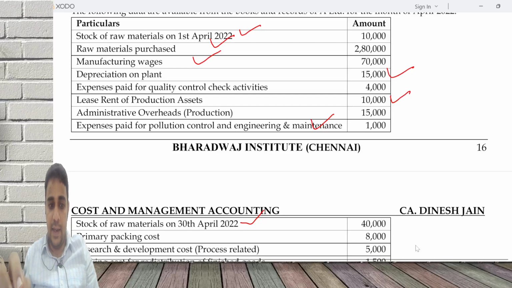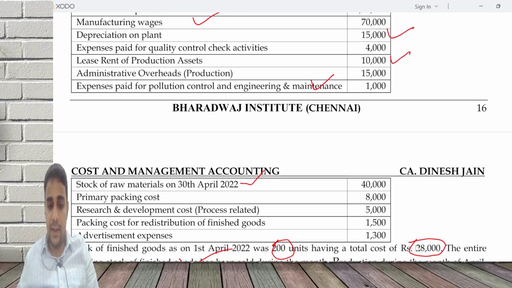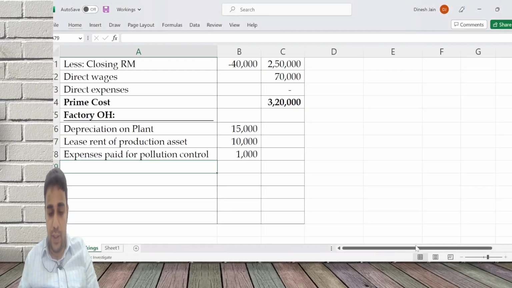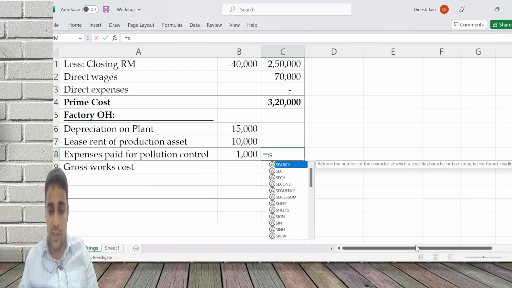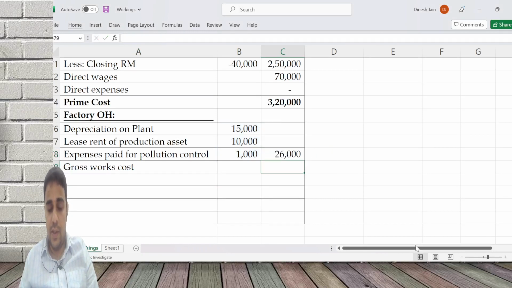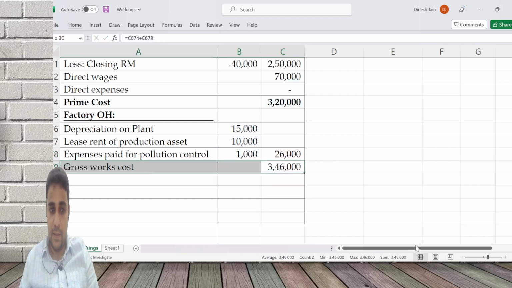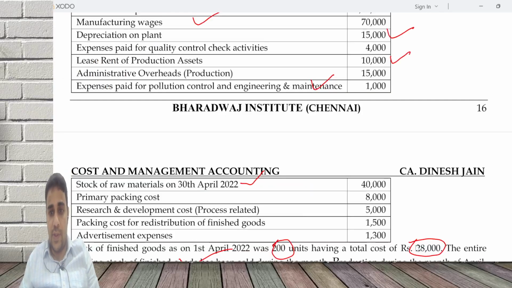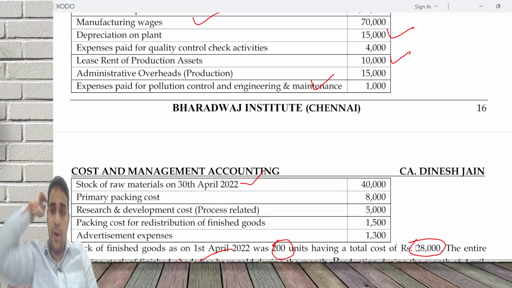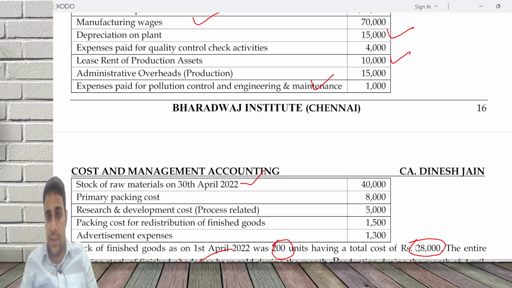Primary packing is a separate line item. Research and development is a separate line item. Packing cost for redistribution is called secondary packing. Advertisement expense, that is selling and distribution. So let's put a total here. Factory overheads total will come and then gross works cost. Only thing I see where my answer can deviate from the ICAI answer is on the item called lease rent of production asset. The answer can be different.